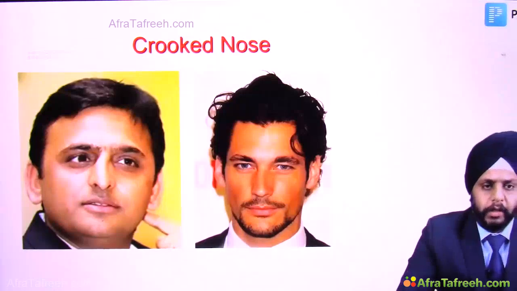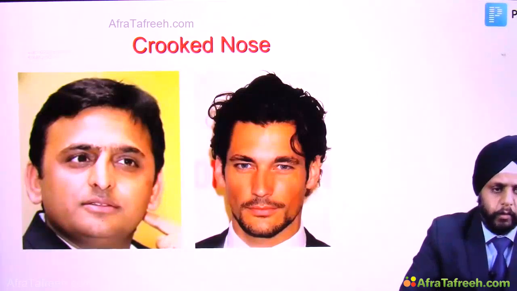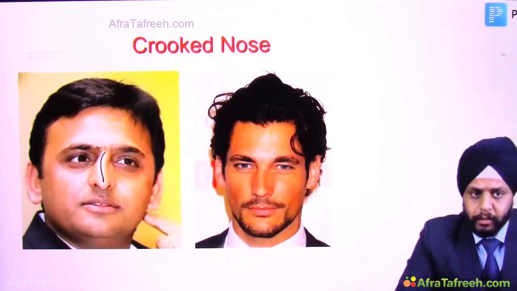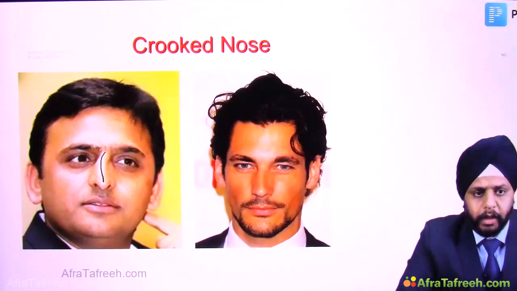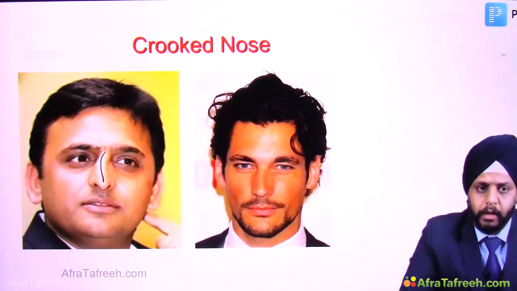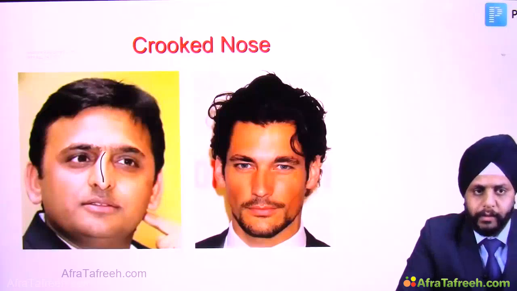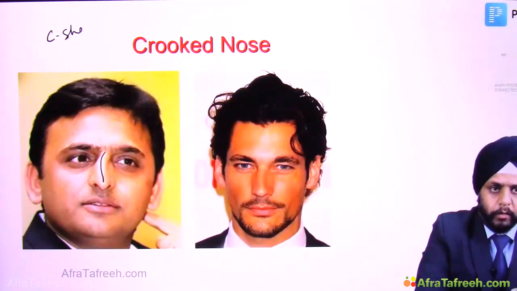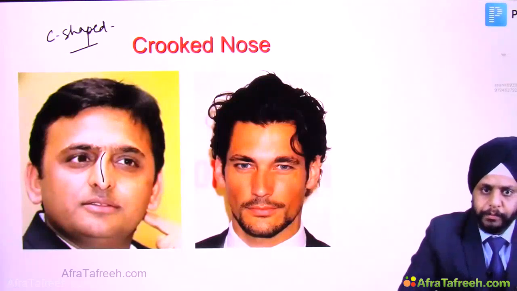Now what do we see in this photograph? We see in the first photograph over here, you can again see that the nose is deviated. The tip, however, is in the center. You see the nasion, the tip, they're in the center. The base and the tip are in the center. But the bridge is deviated to one side. So this is a C-shaped deformity, also known as crooked nose.